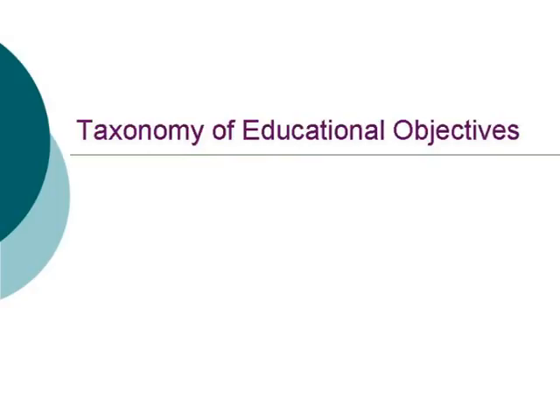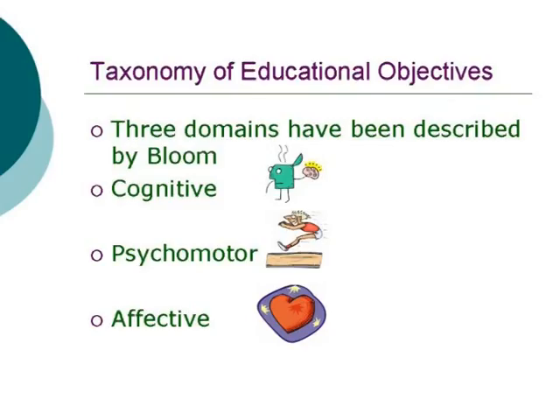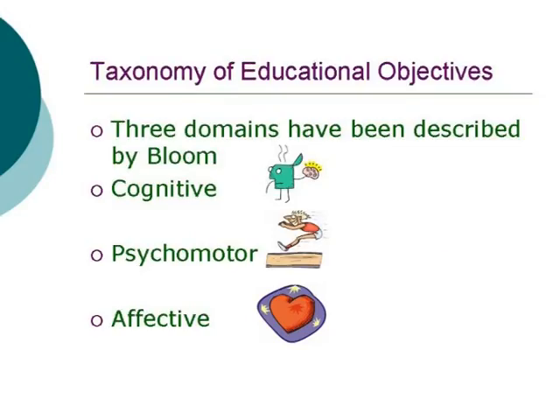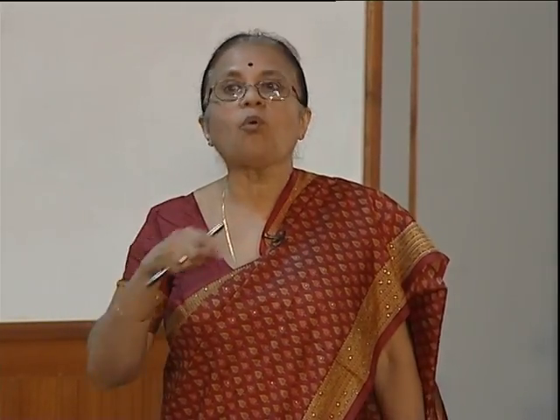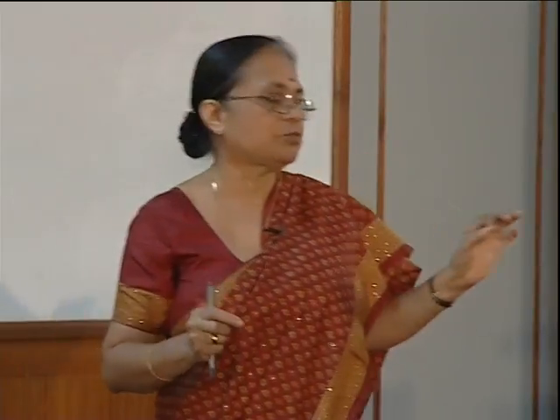Next we go on to the taxonomy of educational objectives. What do you mean by taxonomy? Classification, the same. Similarly, you have the 3 domains which have been described by Bloom: cognitive, psychomotor and affective. Of course, they are self-explanatory. Cognitive pertains to knowledge, psychomotor pertains to action, and affective pertains to the heart. Now, what is the significance of this picture? They are overlapping. You cannot have an objective which is specifically in a single domain. Most of the objectives have overlapping domains.